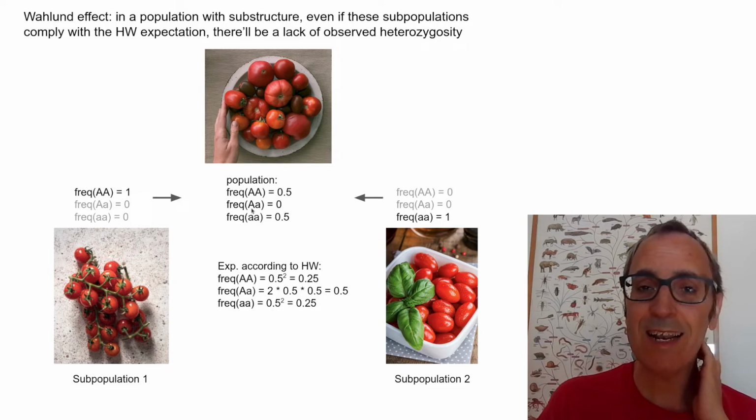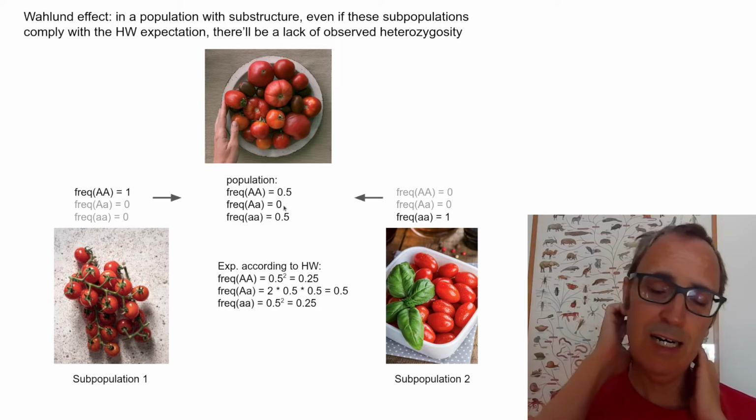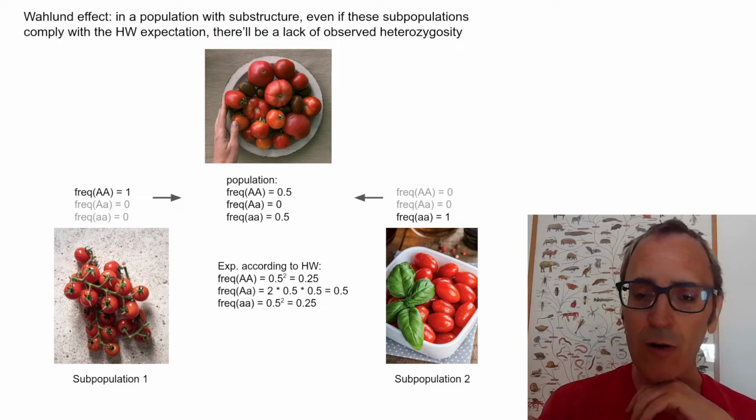So there's a clear lack of the heterozygous individuals when you compare it with what you expect according to Hardy-Weinberg, because in Hardy-Weinberg what we would expect in this situation is that the frequency for the heterozygous genotype should be 0.5 according to Hardy-Weinberg, but we have 0. So there's a clear lack of heterozygosity. This is what will happen when you have substructure in your population. There will be a lack of heterozygosity.